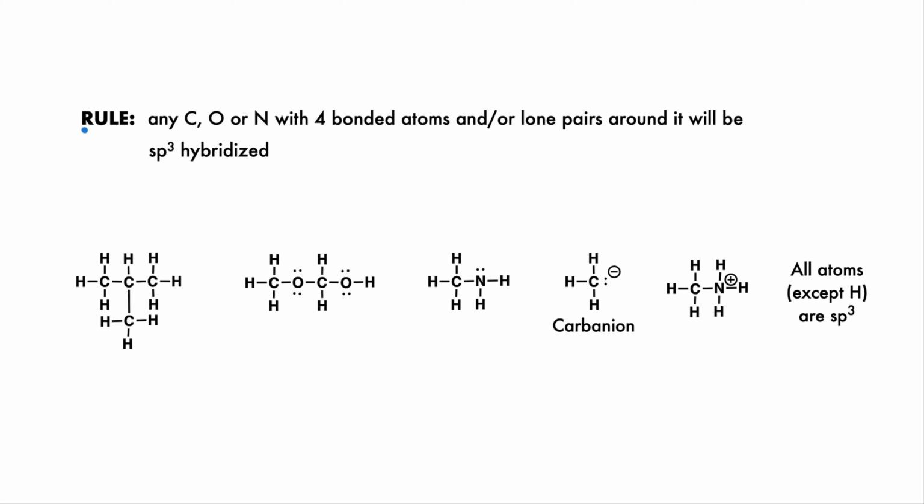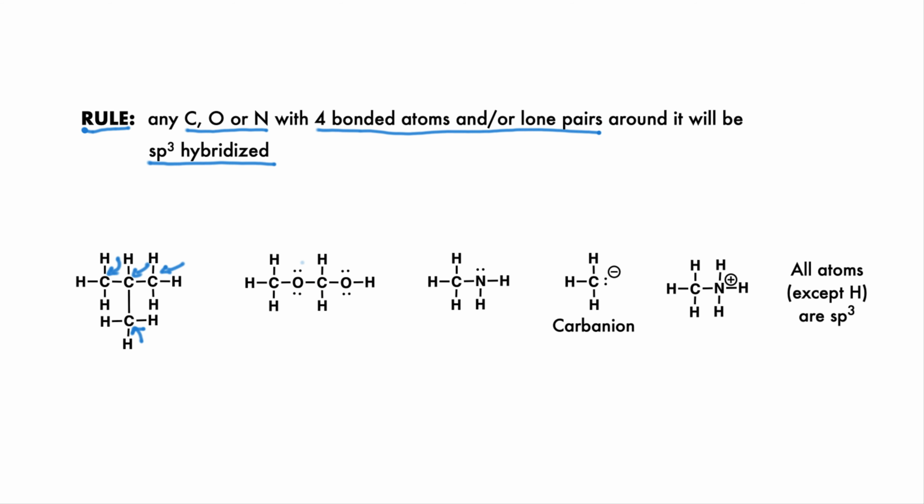How can you tell if an atom is sp3 hybridized? The rule is that any carbon, oxygen, or nitrogen with any combination of 4 bonded atoms and/or lone pairs of electrons will be sp3 hybridized. In this first molecule, each carbon has 4 bonds, that is, they are all tetravalent and are all sp3 hybridized. In fact, all of the other tetravalent carbons are sp3 hybridized.